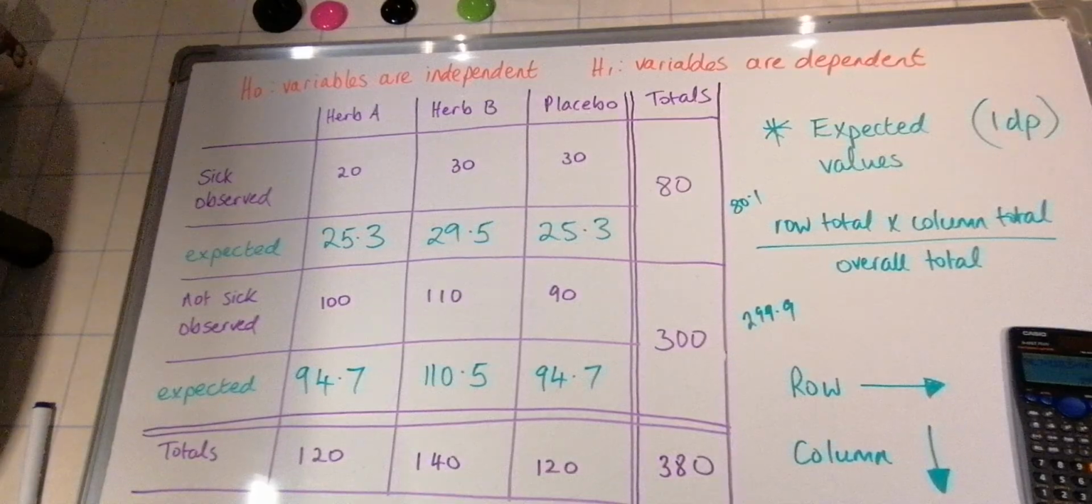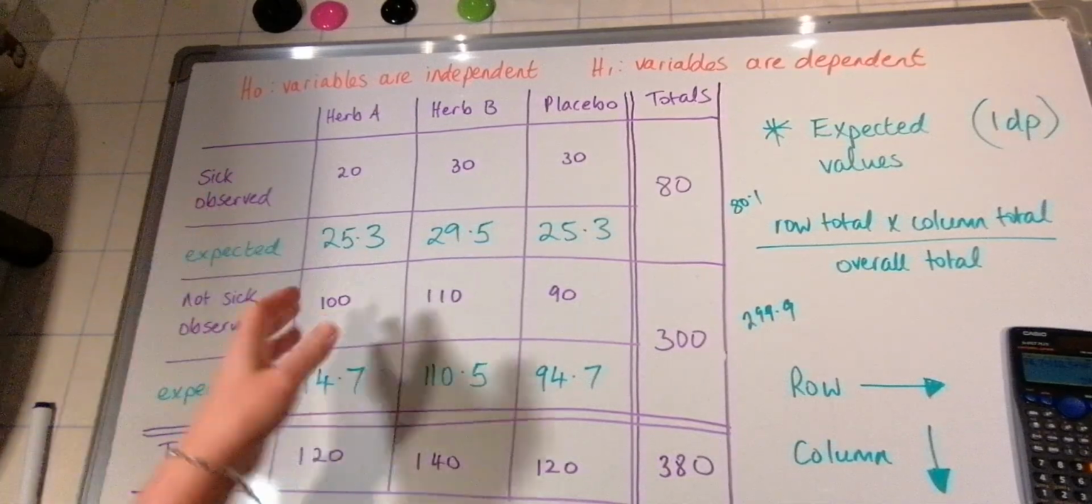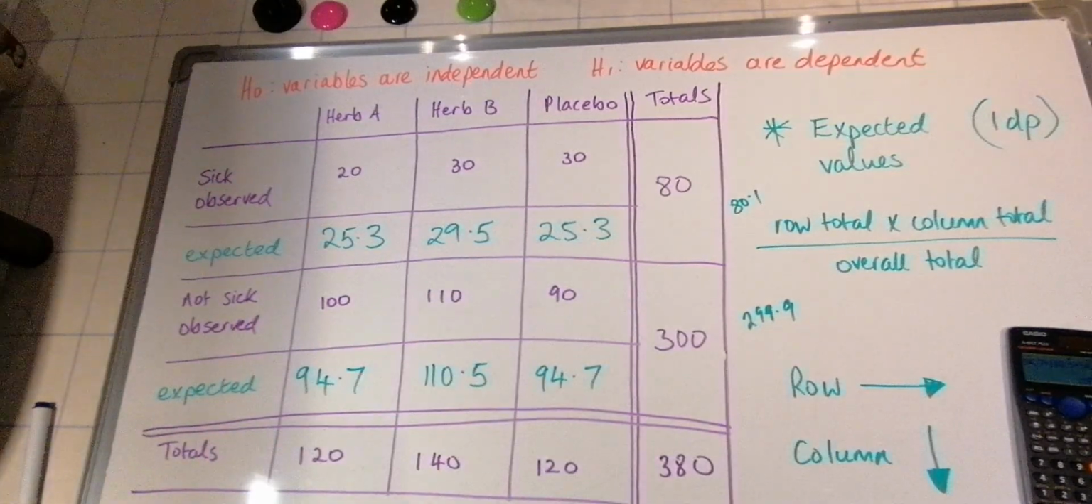In the next video, I'm going to put my observed and my expected values on a different table, and we'll do up the rest of the calculation then so we can find our chi-squared value.